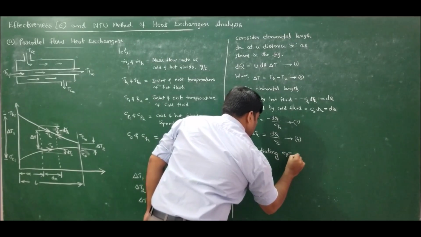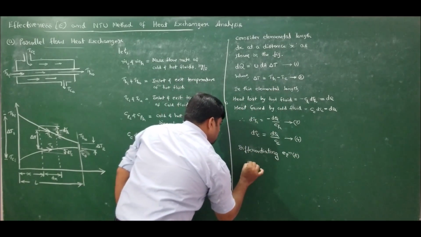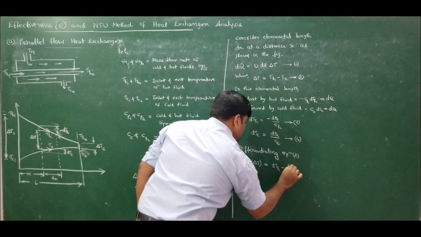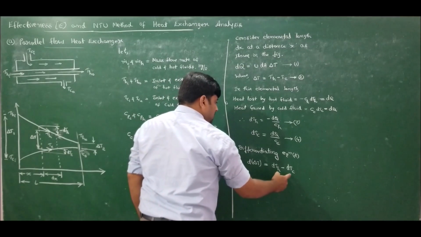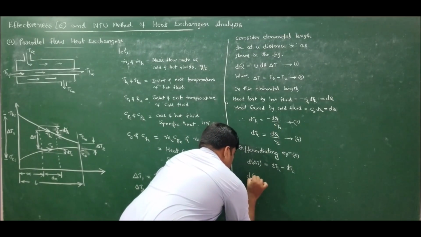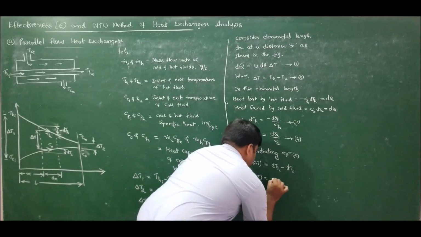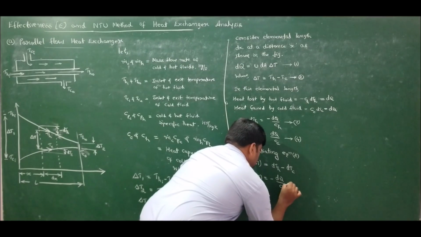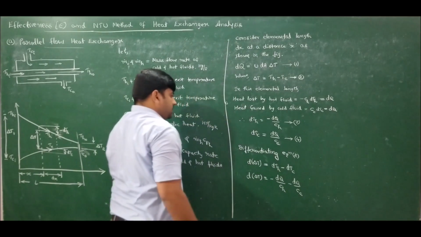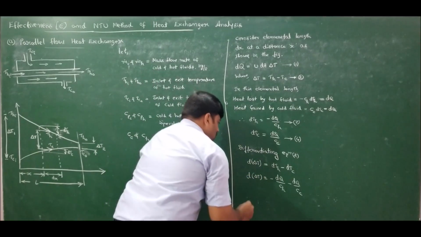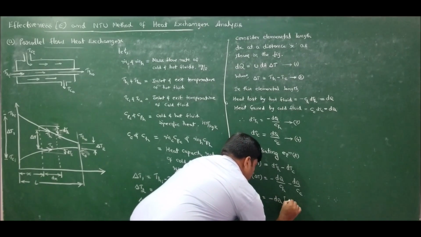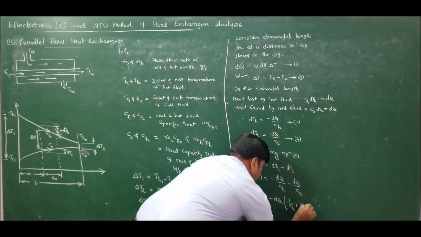Differentiating equation 2. So if I differentiate equation 2, what I will get? Differential of delta T is equal to dTH minus dTC. Now substitute the value of dTH and dTC from equation 3 and 4. So dTH can be written as minus dQ by CH. So therefore, d of delta T is equal to minus dQ by CH minus dQ by CC. Now I'll take minus dQ common. So d of delta T can be written as minus dQ of 1 by CH plus 1 by CC.